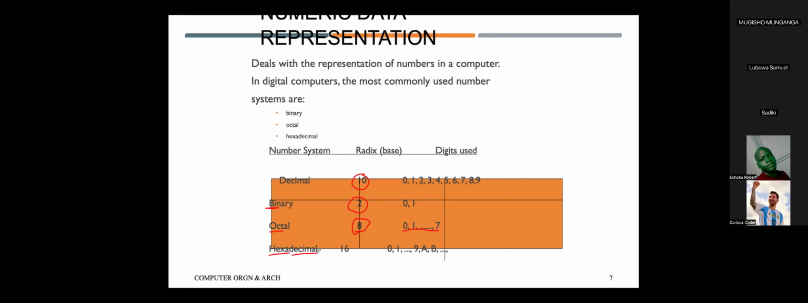Then when we go to the hexadecimal, you get two words. Hexa is like a hexagon, which comes with six sides, so hexa means six. Then we add the 6 plus decimal, which is base 10, to have 16.